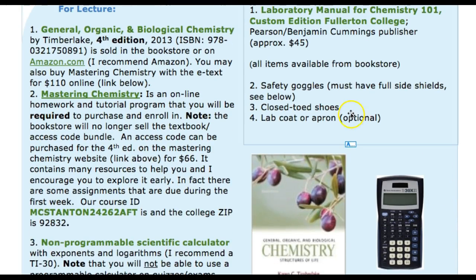You also need to wear closed-toed shoes. You're welcome to bring a lab coat or apron if you want to. It shouldn't be necessary, but that's up to you. We'll go over more about lab safety on the first day, but you also want to make sure you have long pants, you're covered up, since we're going to be working with chemicals this semester.